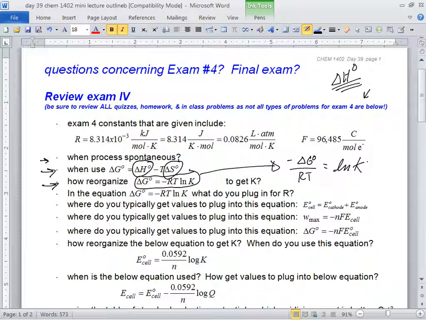Where's Enrique? Andrea, Jose pretty much has half of it done. What do you do now? Yes, get rid of the ln. There's a function that's inverse. It'll cancel it out. Raise it to the e. How do you write e? Come on. e to the ln k. They cancel out. So k would equal e to the negative delta G0 over RT.